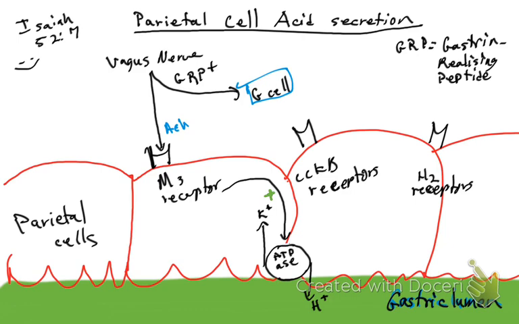Let's move on. The vagus nerve is going to stimulate the gastrin releasing peptide, GRP positive, to the G cells, and then the G cells are going to release gastrin here. This also goes to another cell, look at this, another cell here, and this cell is called the ECL cell.